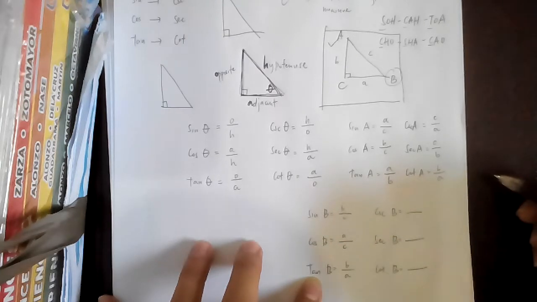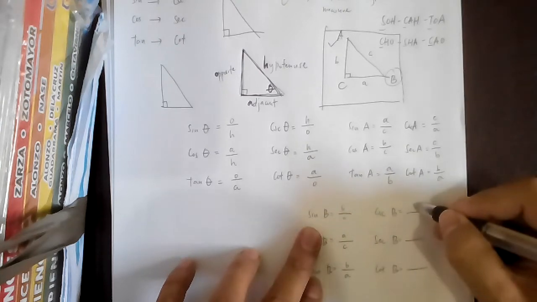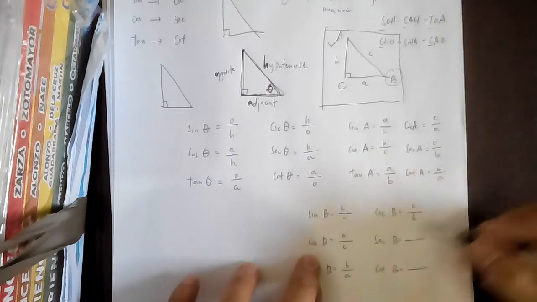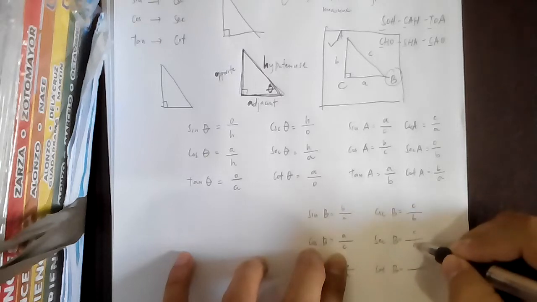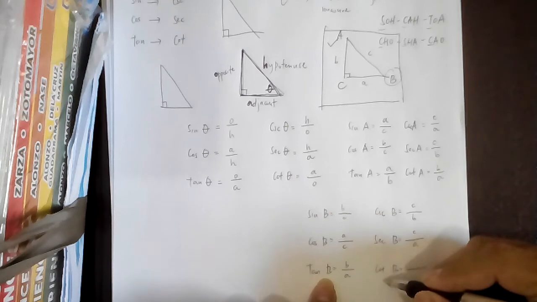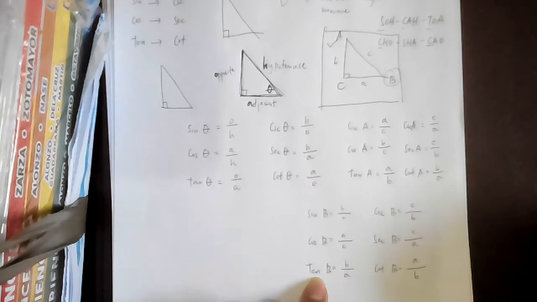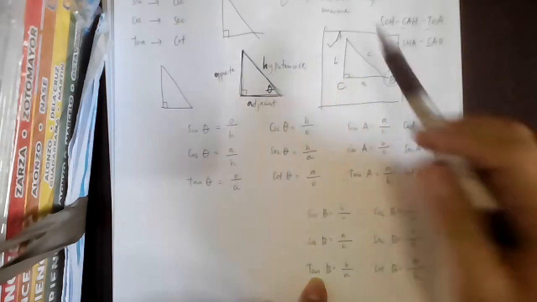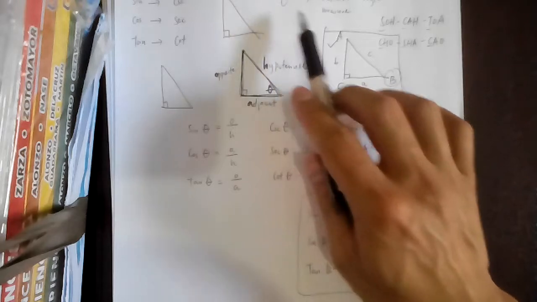Alright? Next, cosecant B. Reciprocal lang ng sine. So it's going to be C over b. Second is the reciprocal of cosine. That's C over a. Next, cotangent is the reciprocal of tangent. So that's a over b. So yan na yung 6 trigonometric ratios for angle B. Pag ang theta mo ay B, ito siya. If your theta is A, ito siya.